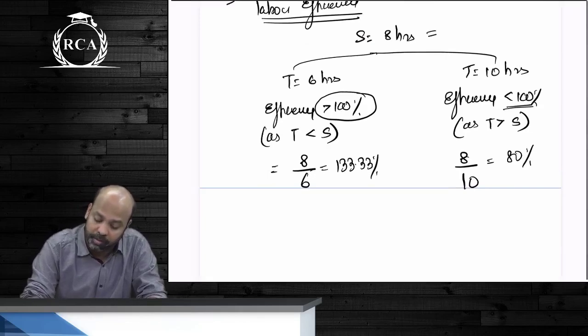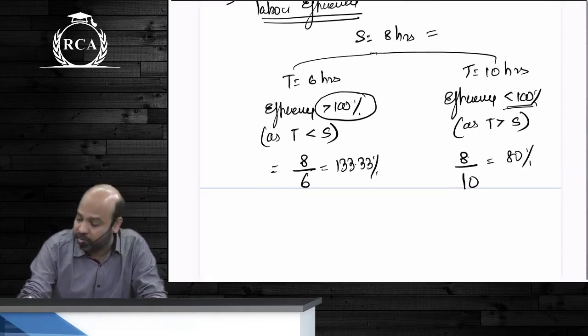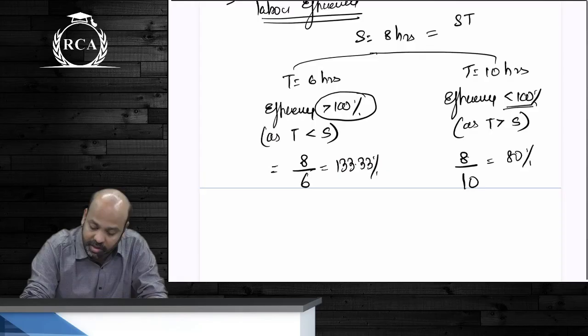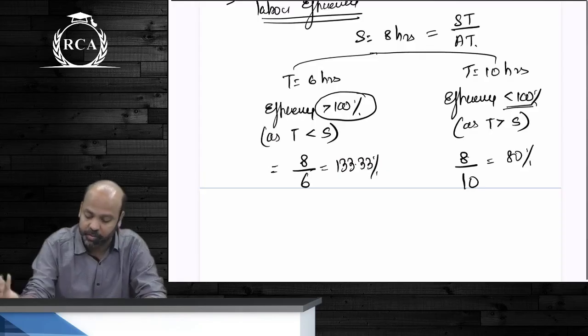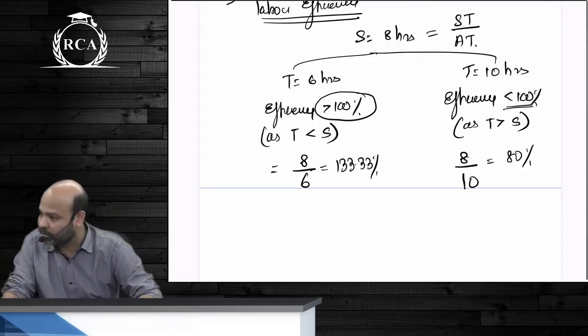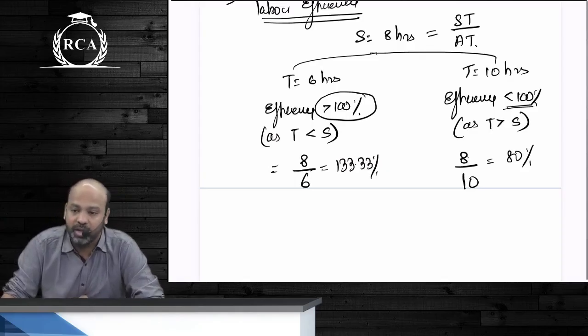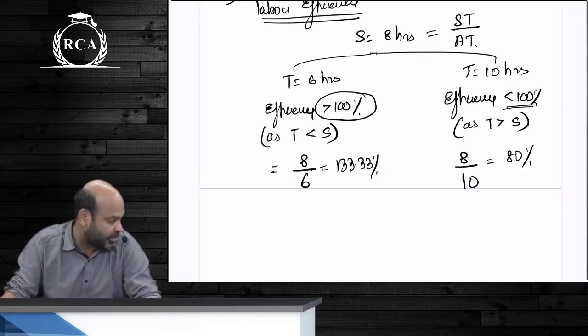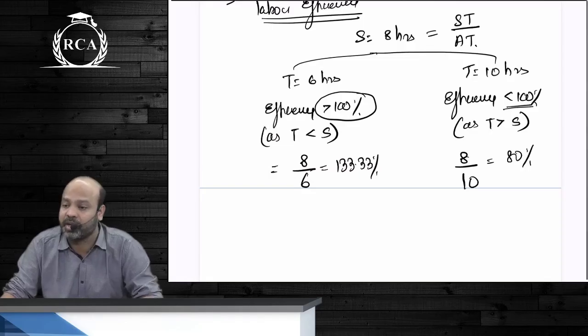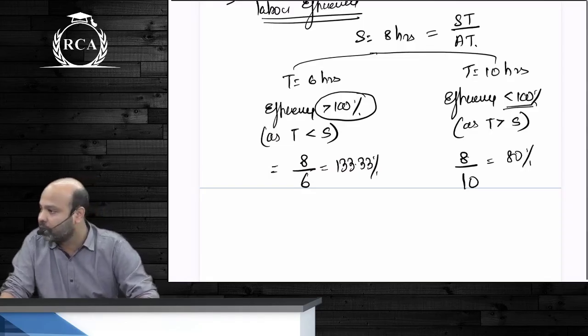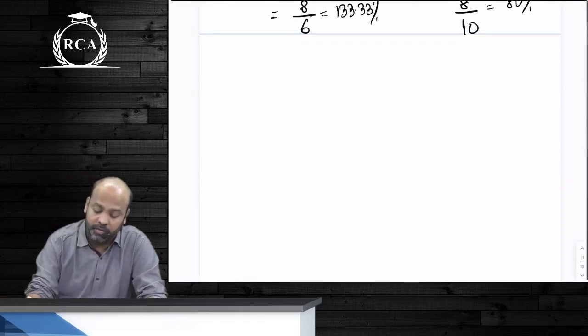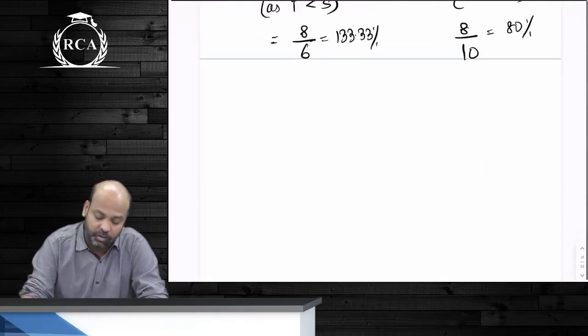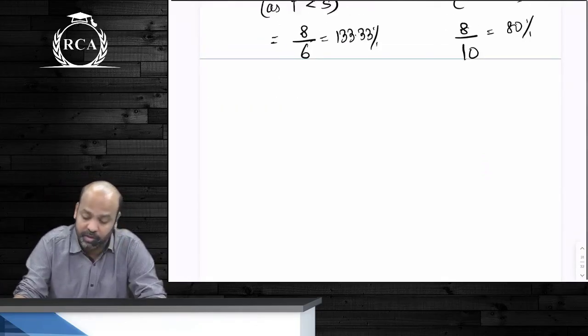The formula for labor efficiency, guys, or productivity in terms of time will be standard time divided by actual time. Doesn't matter whether you're taking less time, more time. In order to compute efficiency in terms of time, you're always supposed to write standard time divided by actual time. Is it making sense? Or we can also compute it, guys, in terms of output. Is everyone clear about this?